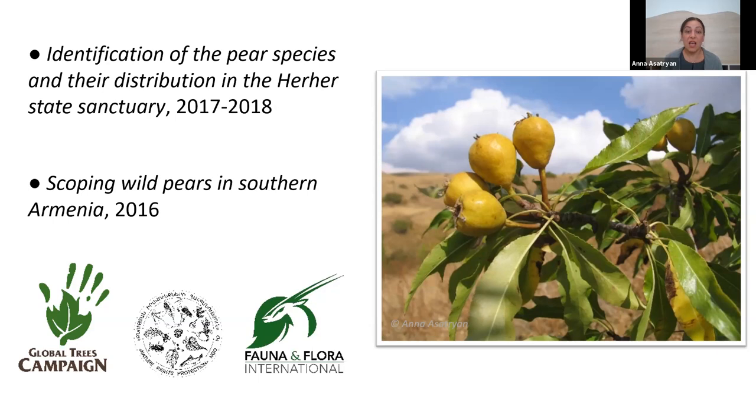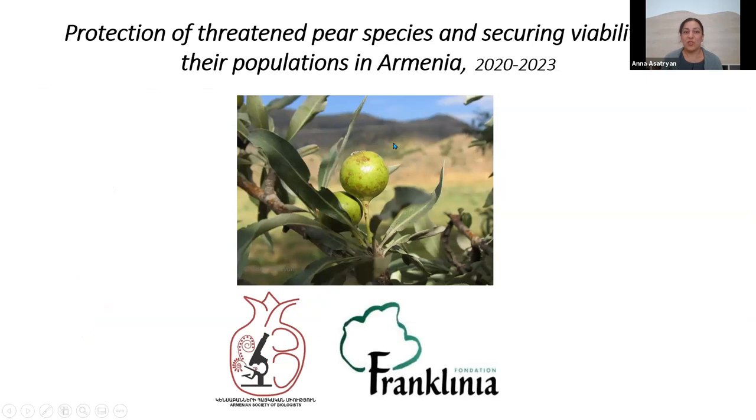Next slide, please. A more ambitious project as a continuation of the previous studies began last year. This is a 3-year project supported by Foundation Franklinia, and it is implemented by the Armenian Society of Biologists. And the main aim is protection of 5 target threatened pear species, globally threatened ones, and their further reintroduction into the natural habitats.